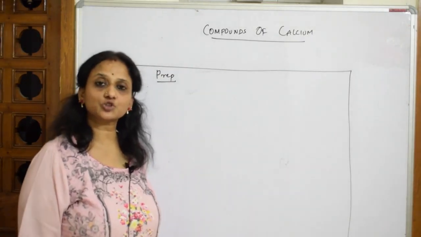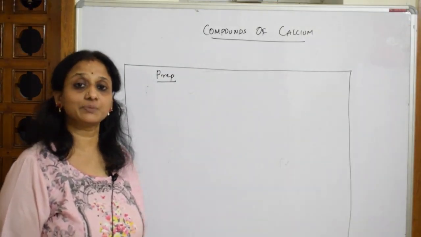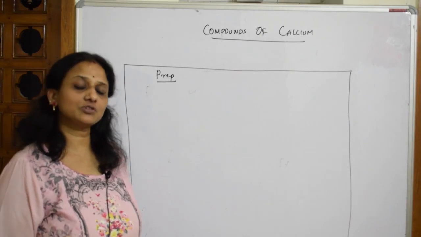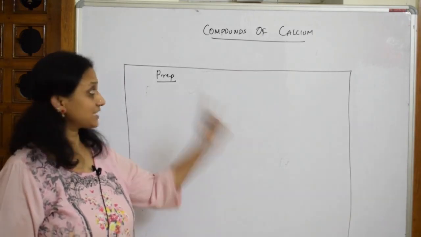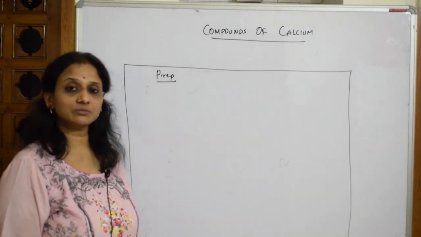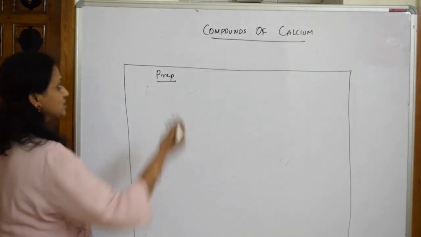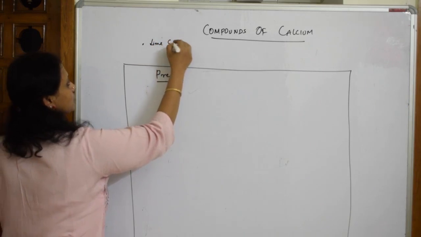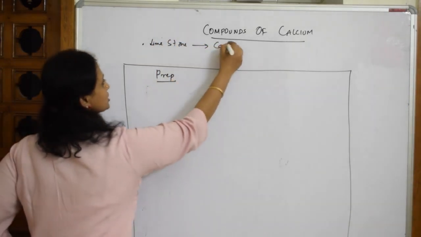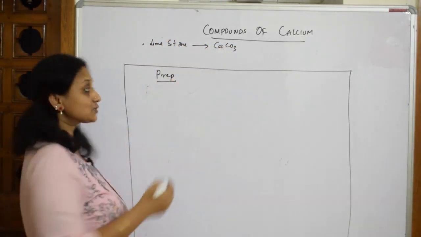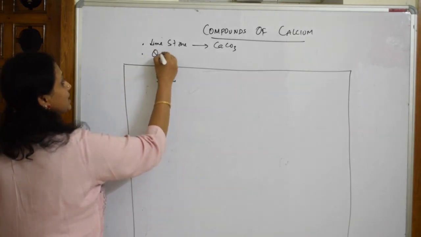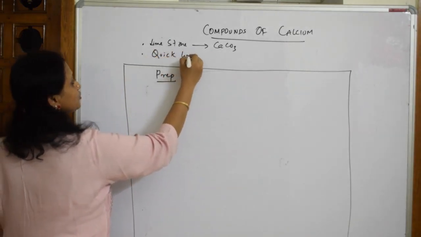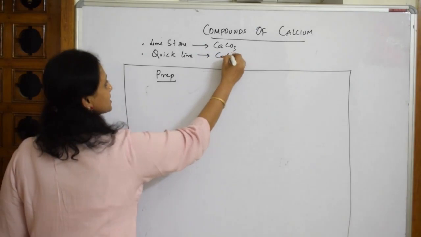And to the last topic of alkaline earth metals, that is compounds of calcium. We have studied a lot about beryllium, magnesium, now about calcium. When I speak about calcium, we're going to study compounds, the first of which is limestone. What is the formula for limestone? It is calcium carbonate. The next one we're going to study is quicklime. What is the quicklime formula? It is calcium oxide.